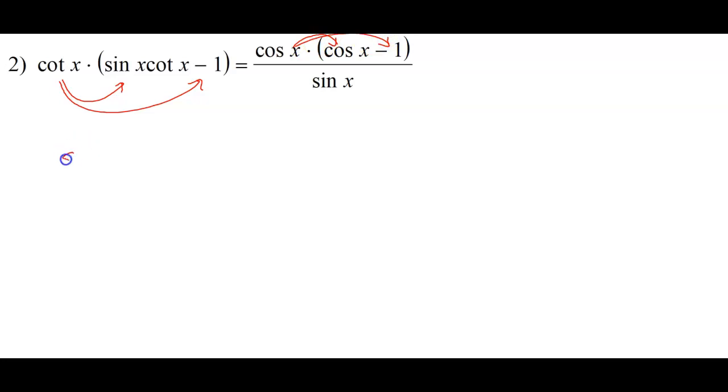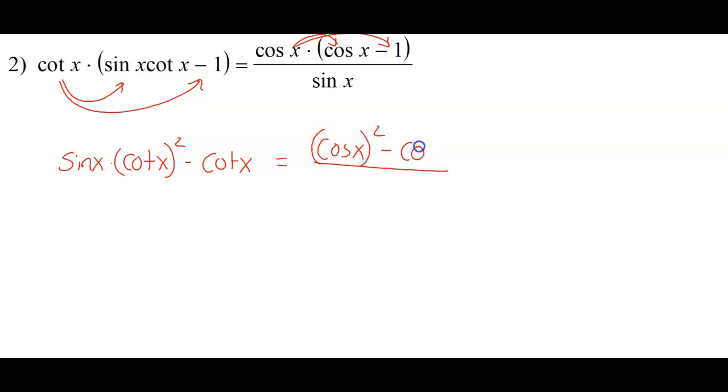And so as a result of distribution, I would have sine of x and then cotangent of x squared minus cotangent of x. And on the other side here, I would have cosine of x squared minus cosine of x. And the bottom stays the same for now. And my reason for that would be just distribution. Okay, so that's what I would have done first.